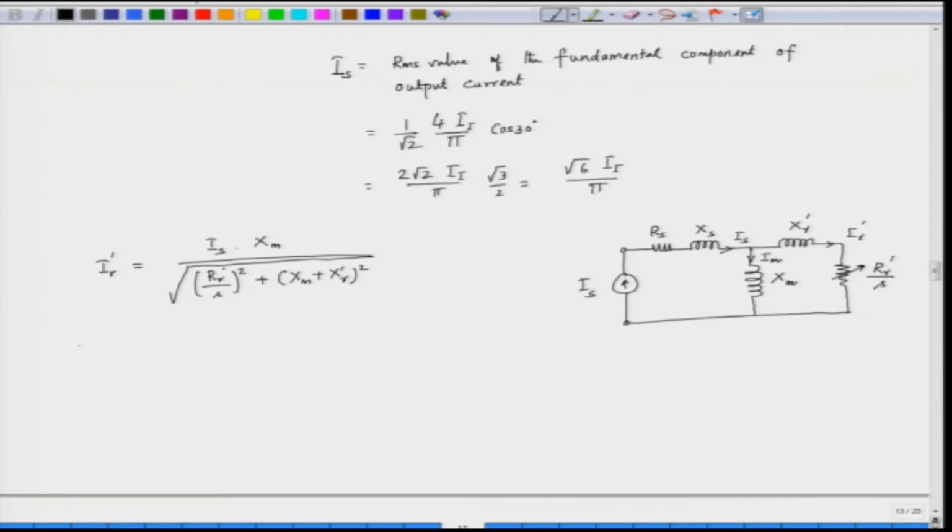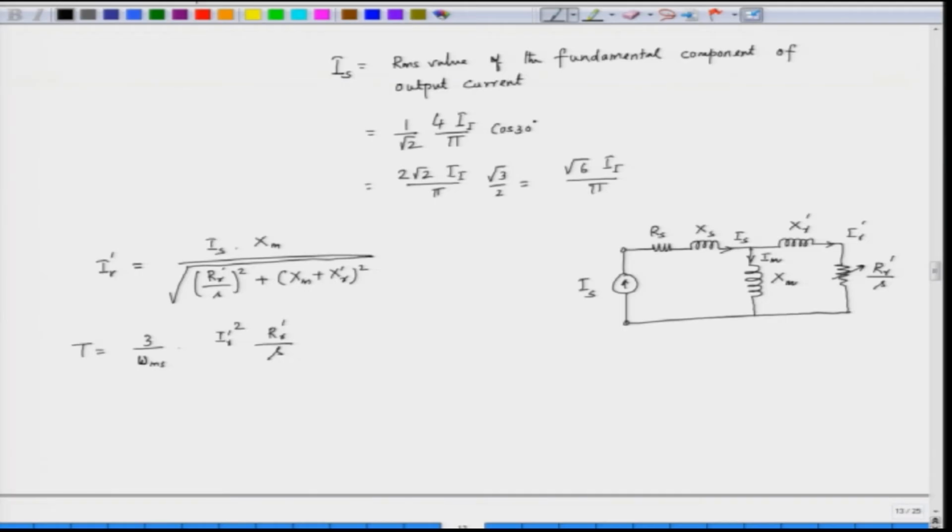Now, we can find out the torque equation. The torque is given as 3 by omega_ms into I_R square into R_R prime by S. So, this is the expression for the torque of an induction motor.